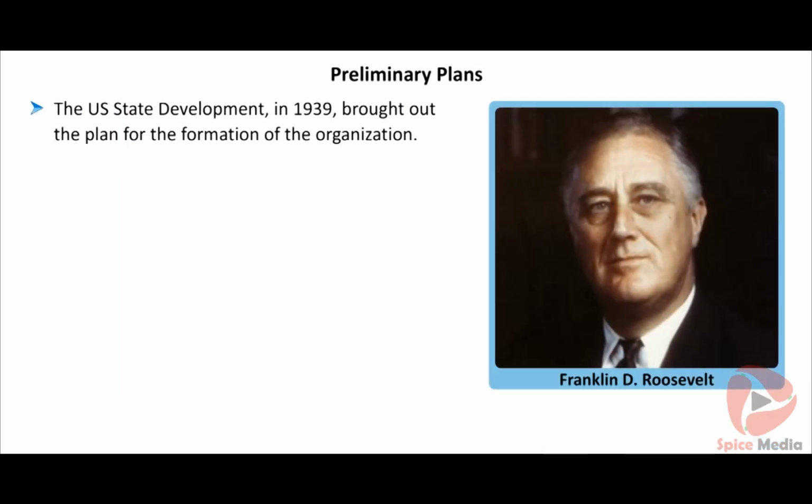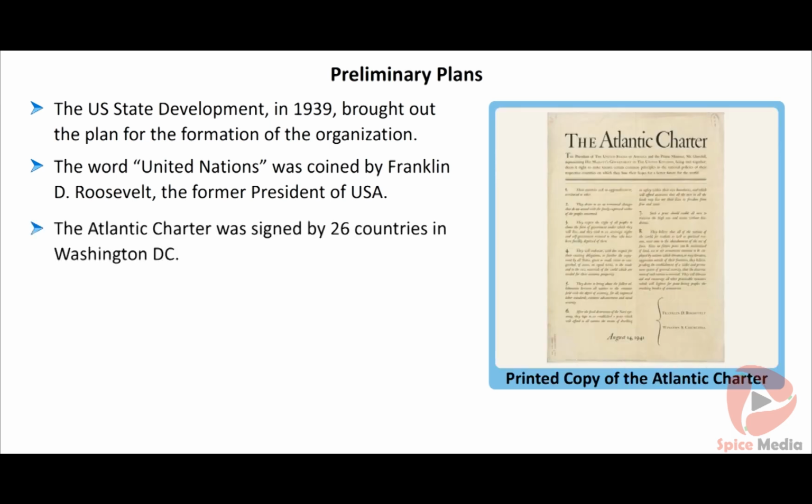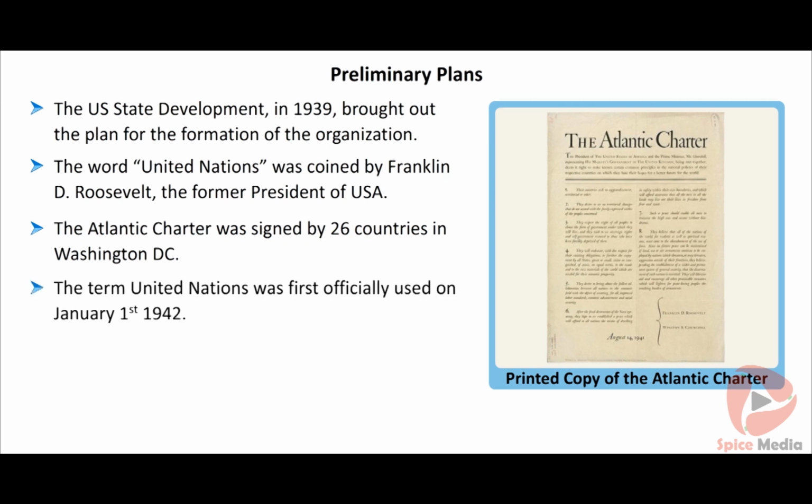Preliminary plans. The US State Department in 1939 brought out the concrete plan for the formation of the organization. The word United Nations was coined by Franklin D. Roosevelt, the former president of USA. It revealed that the Allied countries stood for peace. The Atlantic Charter was signed by 26 countries in Washington, D.C. The term United Nations was first officially used on January 1, 1942.